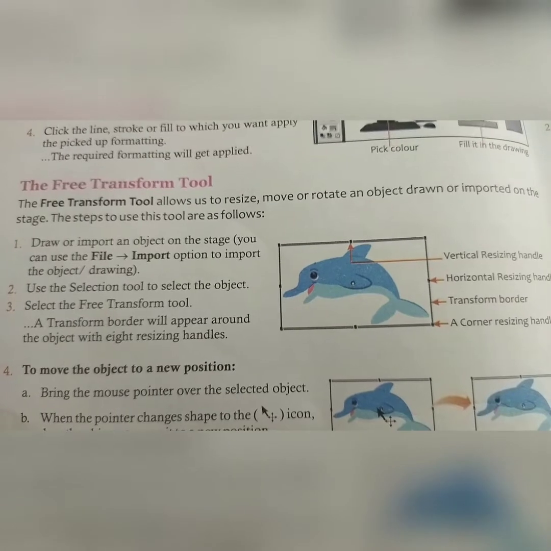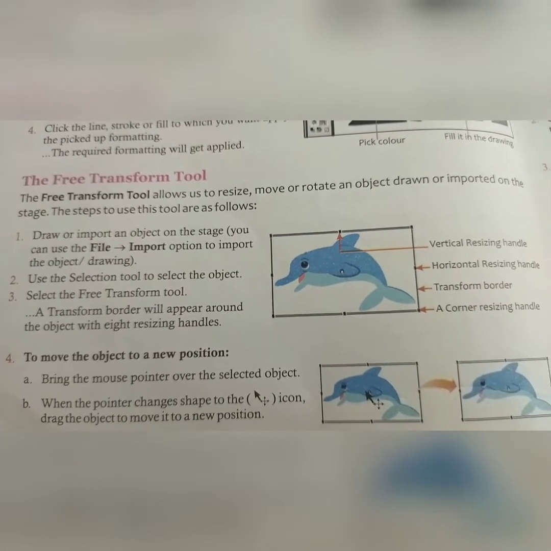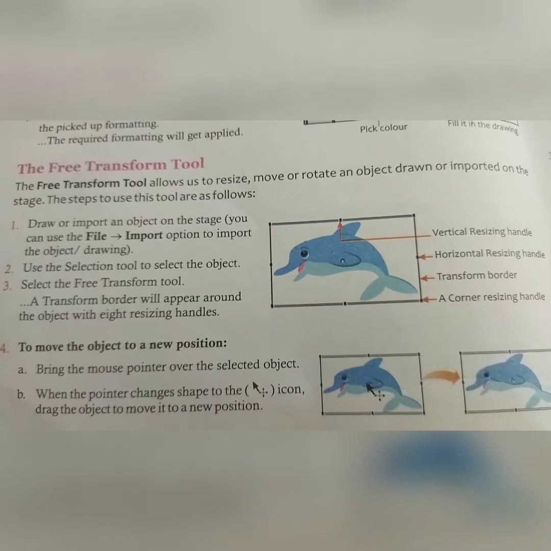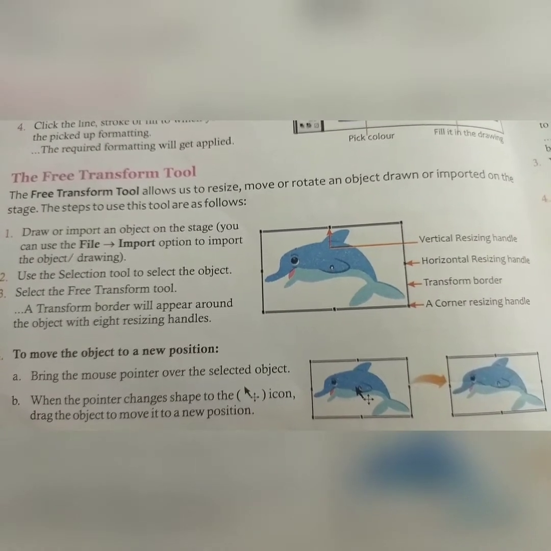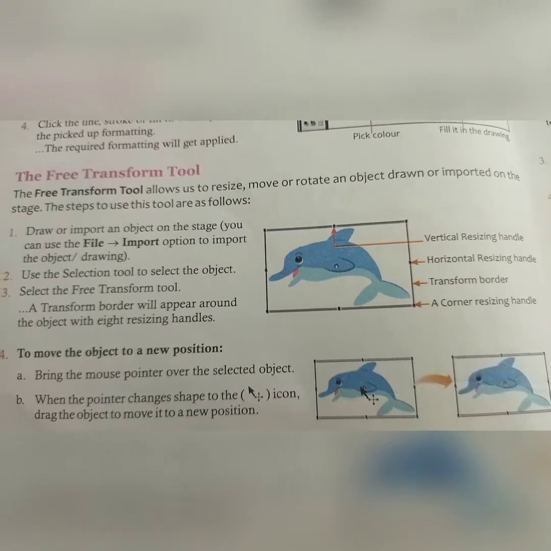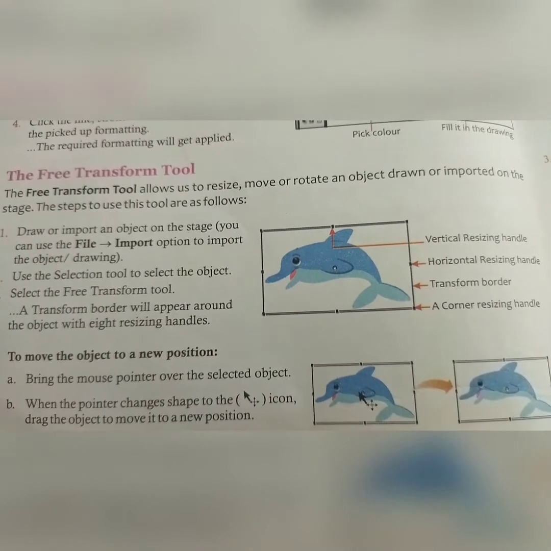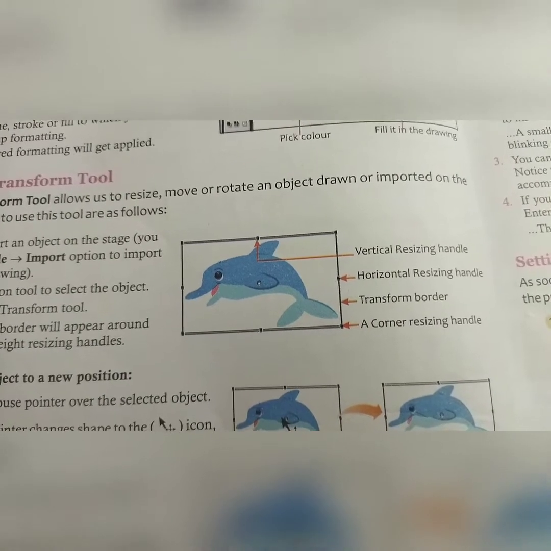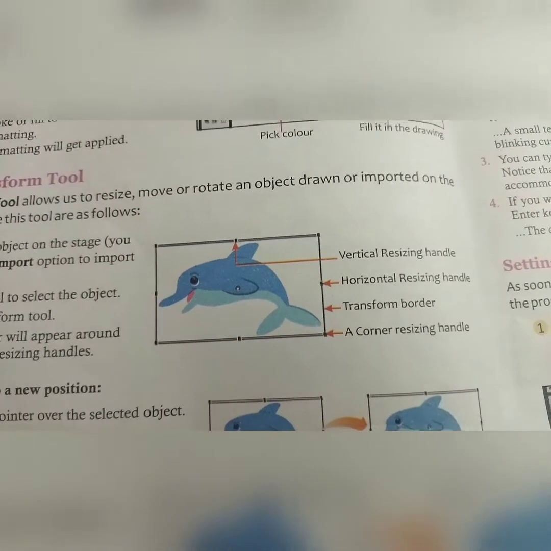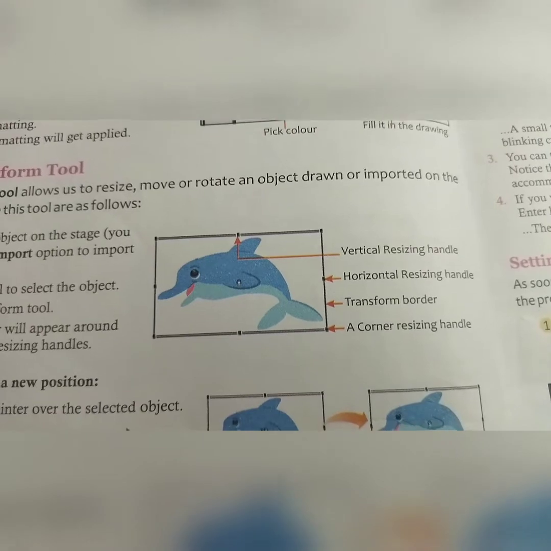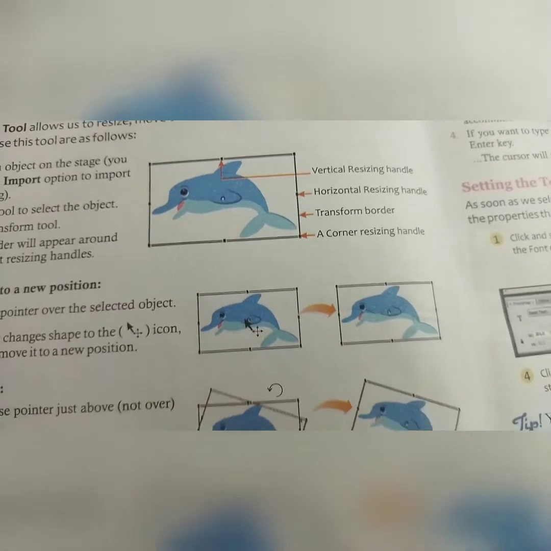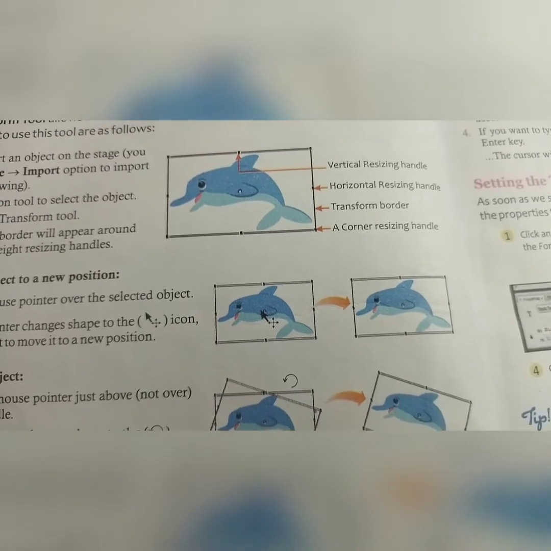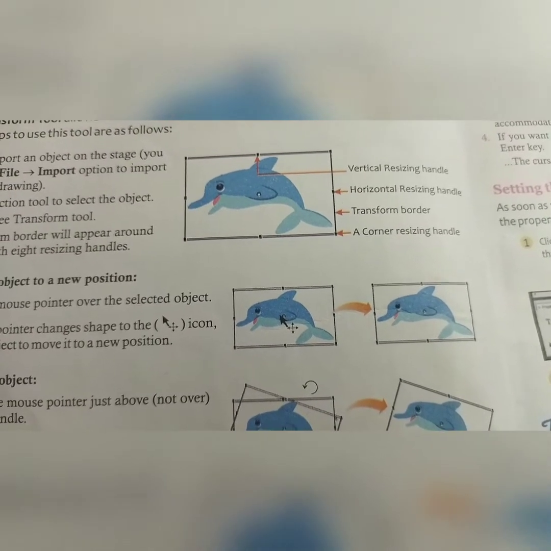Next, fourth, is to move the object to a new position. Bring the mouse pointer over the selected object. When the pointer changes shape to the arrow icon, drag the object to move it to a new position. Now you can see a vertical resizing handle, horizontal resizing handle, transform border, corner resizing handle. After that you can see the bottom side rotating handle to rotate the object, and move the object. So all these are the free transform tool.